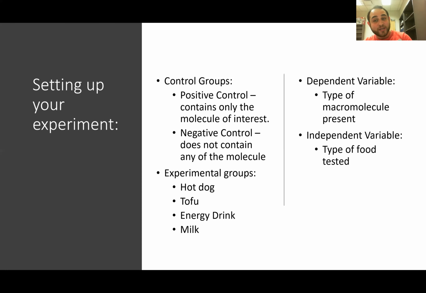What I can change, what I can fiddle with, are the types of food that are going to be tested. I can choose hot dogs, I can choose chicken, I can choose tofu, I can choose a soda. That I can control. I can actually control which types of food I'm going to be testing. And then after I do those tests, I cannot control which types of macromolecules are going to be on those particular pieces of food.